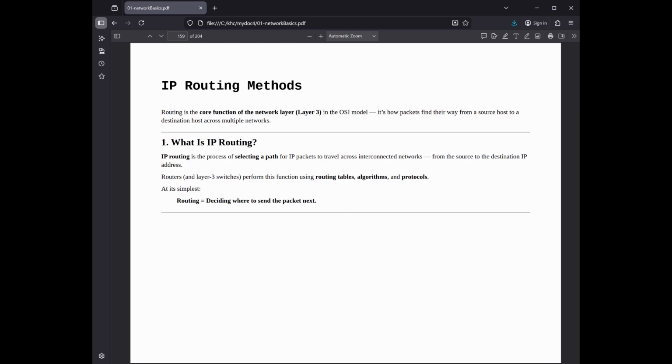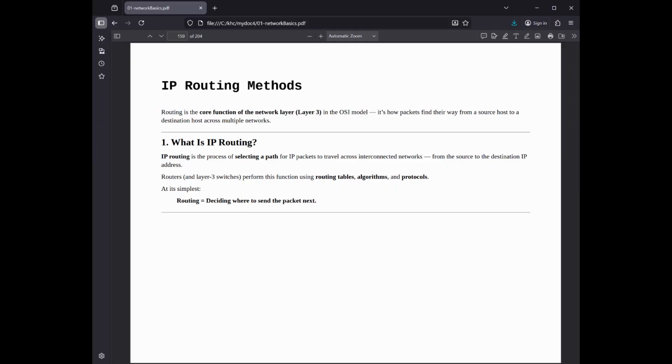How it works, the basics. 1. Packet creation. A device creates an IP packet with source and destination IP addresses. 2. Default gateway. If the destination is on a different network, the source device sends the packet to its default gateway, a router. 3. Router examination. The router receives the packet, strips off the layer 2 info, like Ethernet, and examines the destination IP address in the layer 3 header.